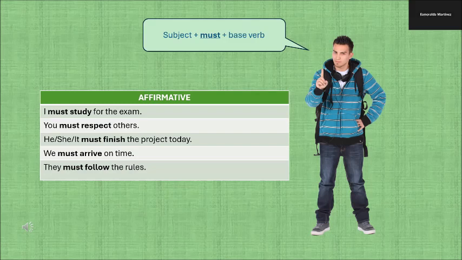You must respect others. He must finish the project today. She must finish the project today. It must finish the project today. We must arrive on time. They must follow the rules.